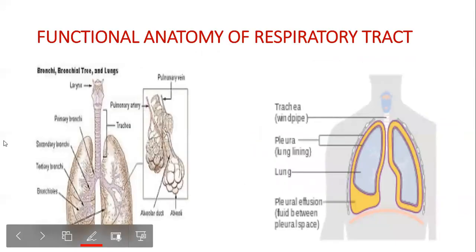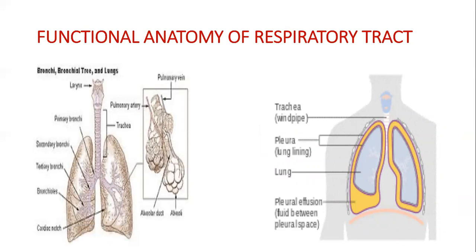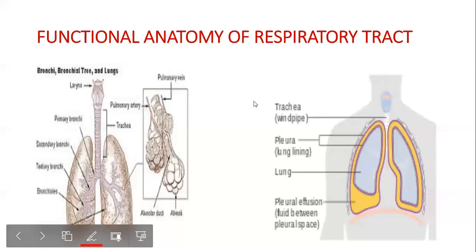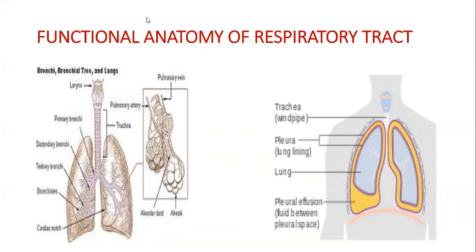Now coming to functional anatomy of human respiratory tract. So again, let me repeat what is respiration. It is a process in which oxygen is taken in and carbon dioxide is given out. The first breath takes place only after birth. In the case of a fetus, the exchange of gases happens through the placenta.